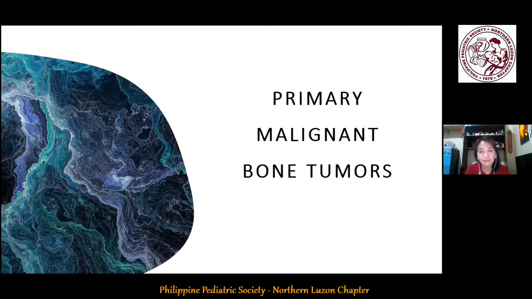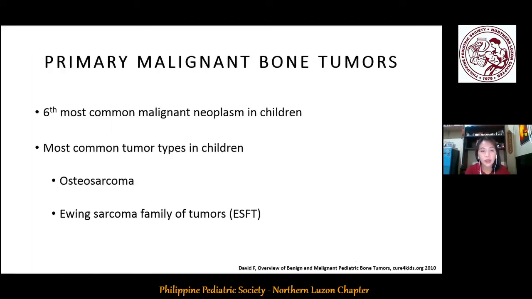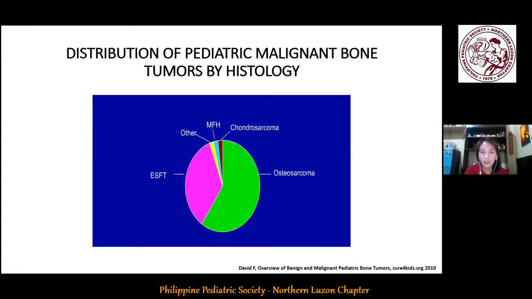Moving on to the main topic of this lecture, primary malignant bone tumors. So bone sarcomas are the 6th most common malignant neoplasm in children, and the most common tumor types we see are osteosarcoma and the Ewing sarcoma family of tumors, or ESFT. In this pie graph, it shows that about 60% of bone tumors in children are osteosarcoma, roughly 30 to 40% are ESFT, and less than 10% are other tumors.